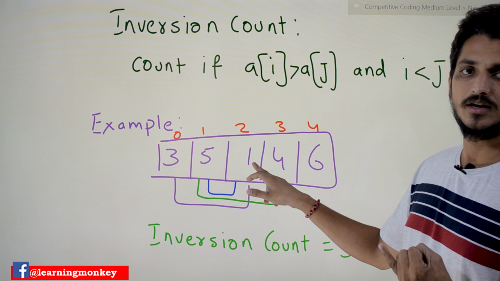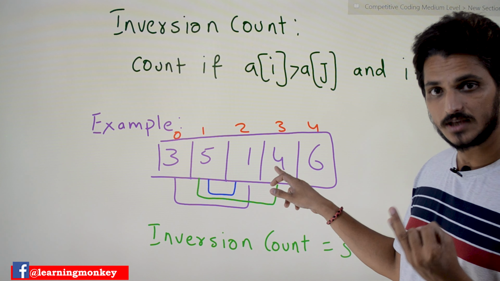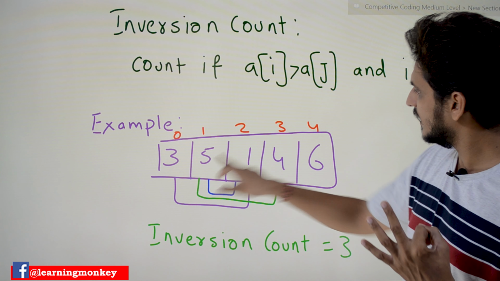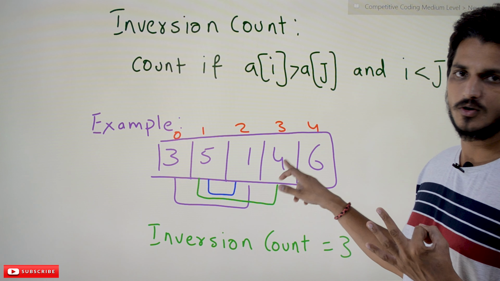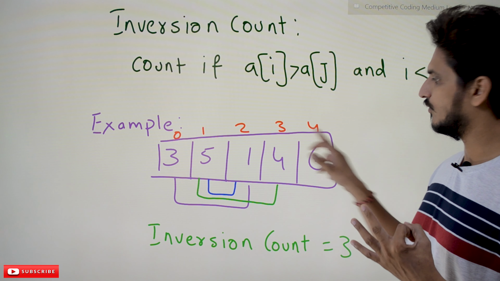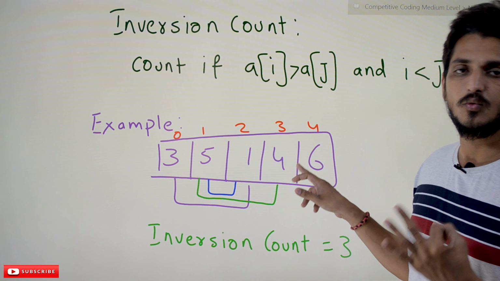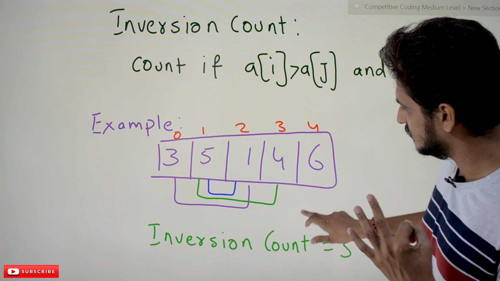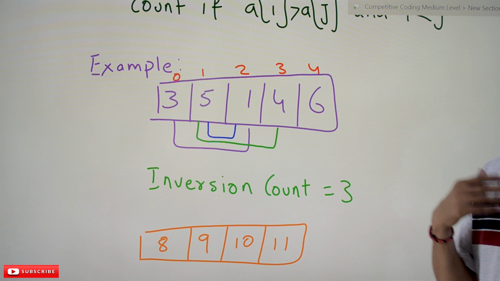5 greater than 1, yes. Count 2. 5 greater than 4, yes. Count is 3. 5 greater than 6, no. 1 greater than 4, no. 1 greater than 6, no. 4 greater than 6, no. So what's the inversion count? Total inversion count is 3. This is what you have to output.